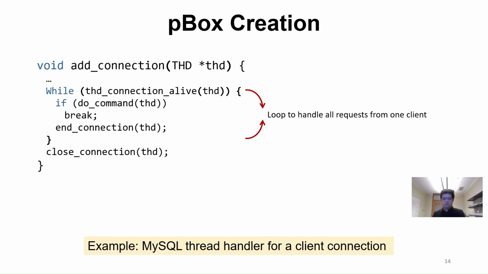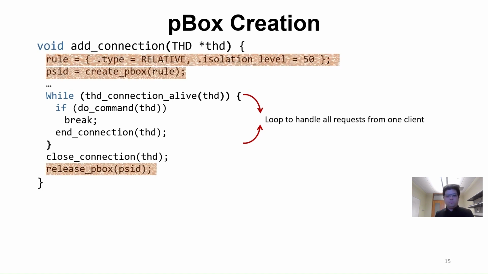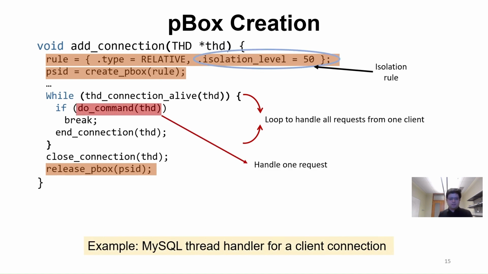Here is an example of using pBox to define performance isolation boundaries for MySQL user connections. When MySQL receives a user connection, it invokes the add connection function. Within this function, there exists a loop that efficiently manages and handles the requests sent by the users. Developers can insert create pBox before the loop to create a pBox and release the pBox when the connection is closed. This API includes a parameter known as isolation rules, enabling developers to specify the desired level of isolation to be enforced on the given pBox.